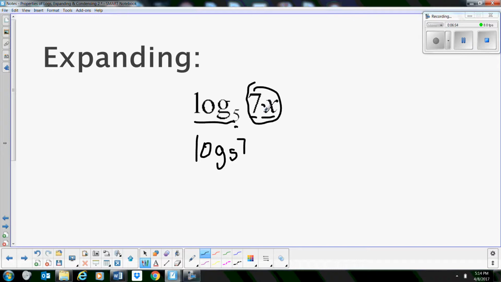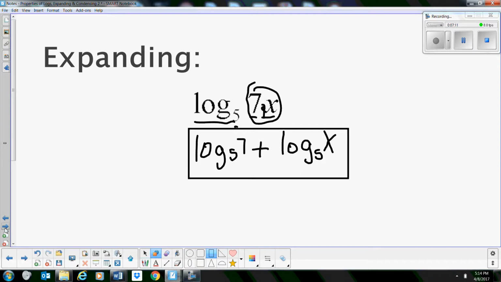And then because this is a product, I can expand it. It will be addition, and it's log base 5 of x. And there's no exponent, so I'm actually finished expanding that, and there's my final answer. We just had to use the product rule.